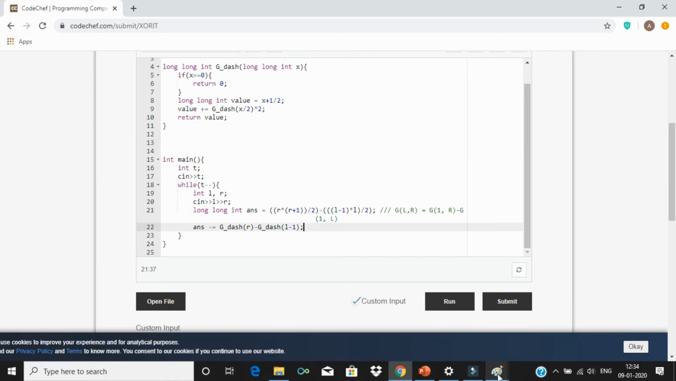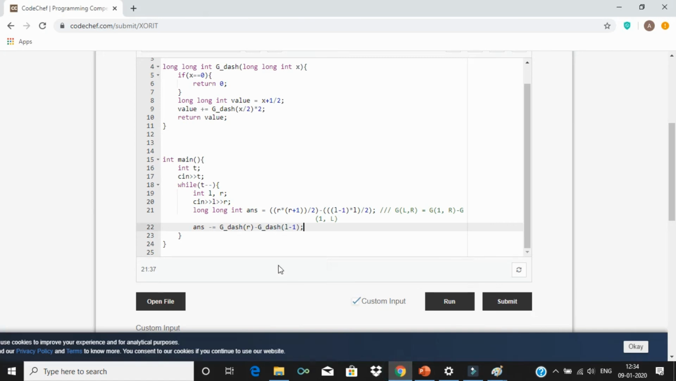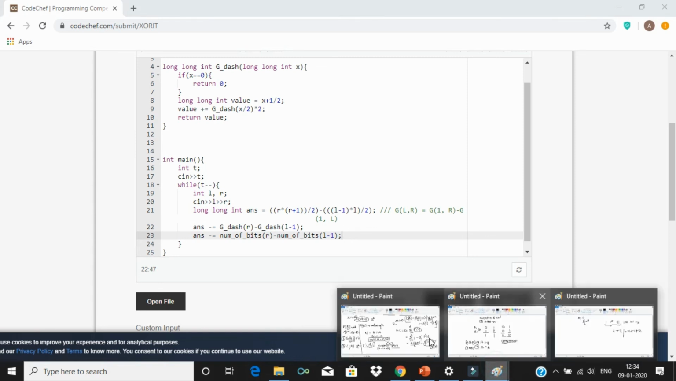Now as we have discussed in the tutorial, there is a third thing that we need to subtract: all those numbers which are in the form 2 raised to power k in the range 1 to r. So this is also what we have to include in our answer. So answer must also subtract the number of bits in r minus the number of bits in l minus 1. Why number of bits? Let me tell you.